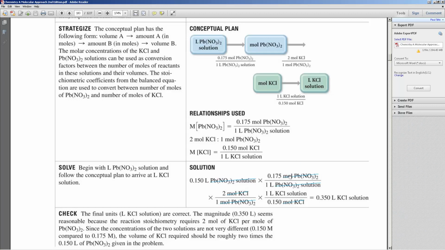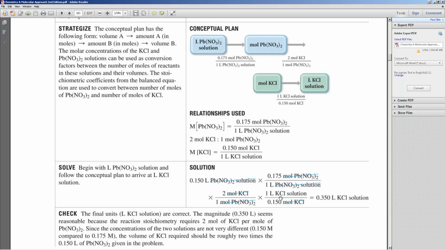If we stopped right here, we would have how many moles of lead nitrate were used. But we don't want to stop here. We use the stoichiometric coefficients: if this many moles react in that balanced equation, then 2 moles of potassium chloride are made for every 1 mole of lead nitrate. If we stopped right here, we would know moles of KCl, but still not what we're asked for.